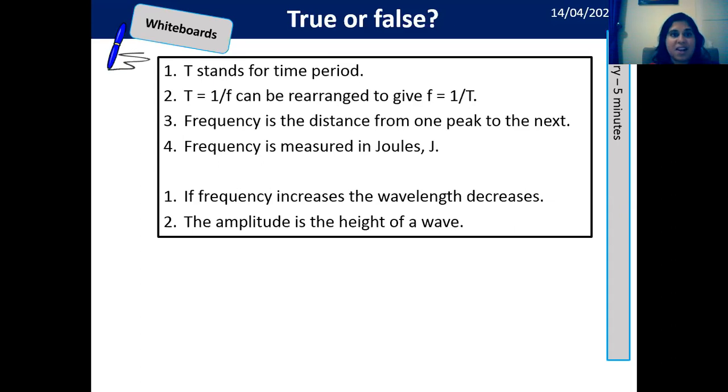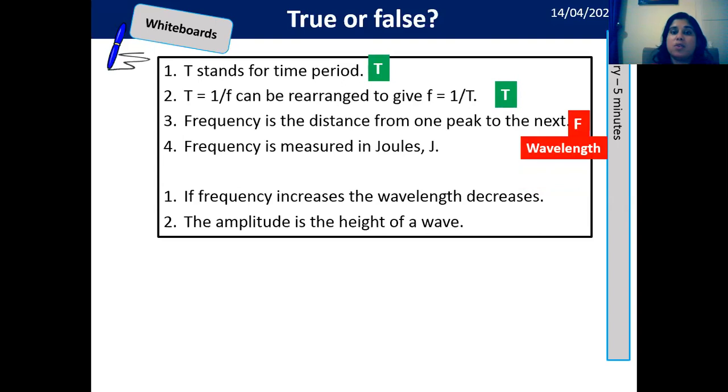Okay, let me share the answers with you. T stands for time period. True. Exactly, number 2 is also true. No, frequency is not the distance from one peak to another peak. No, it is the wavelength, the distance from one crest to another crest, or one trough to another trough.